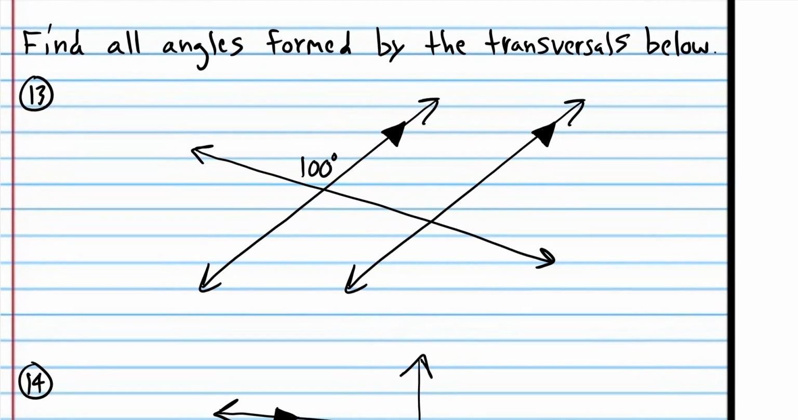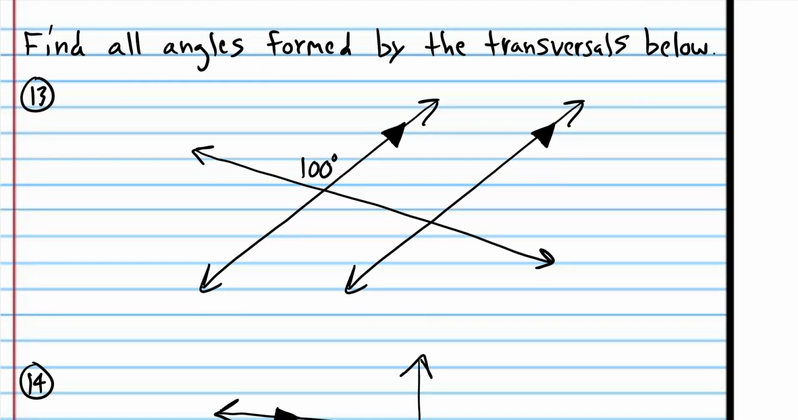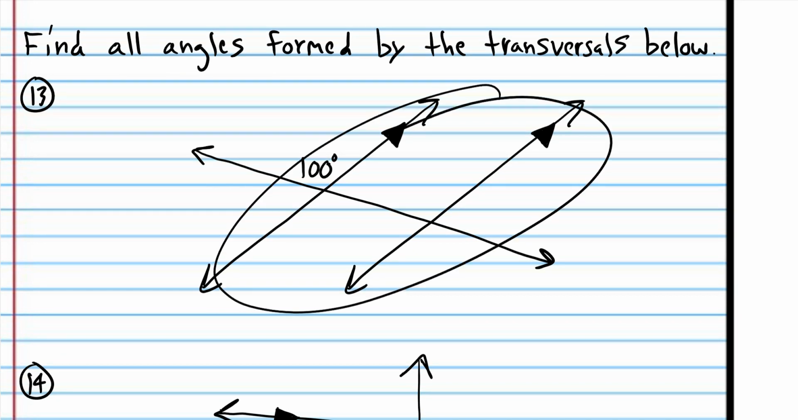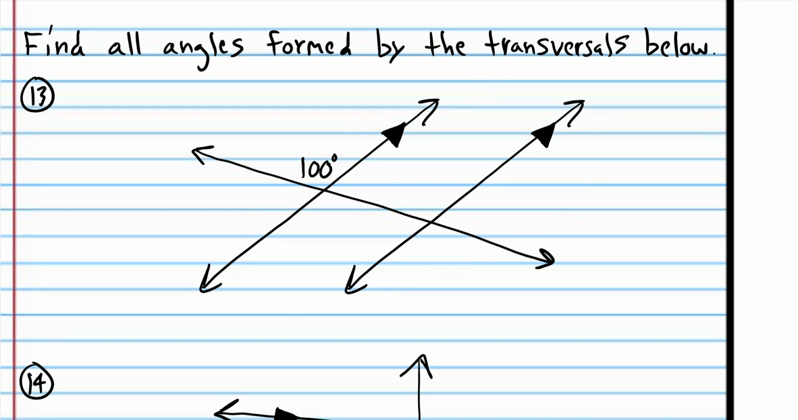So let's start out with the corresponding angles postulate. Because these two lines are parallel, and this only works if these two lines are parallel, this angle must be 100 degrees, because it's the corresponding angle of 100. 100 is upper left, so the upper left angle must also be 100 degrees.